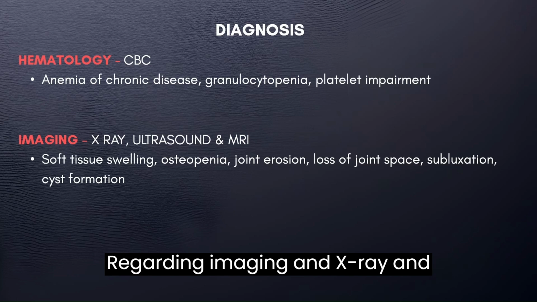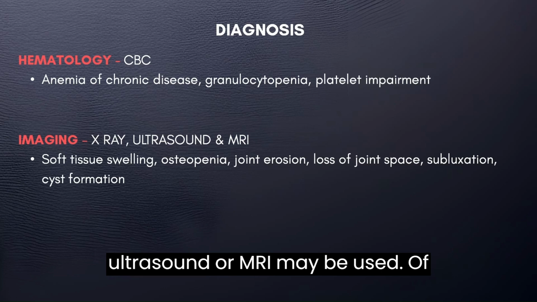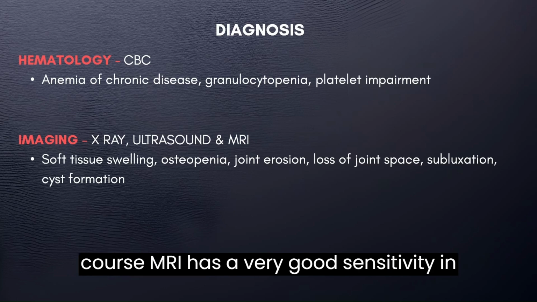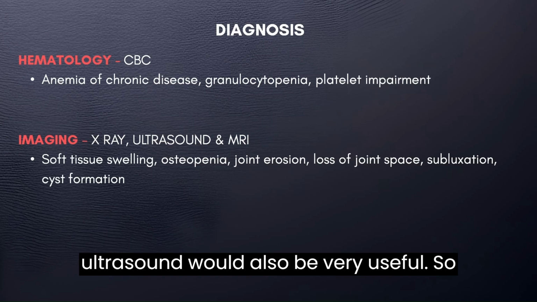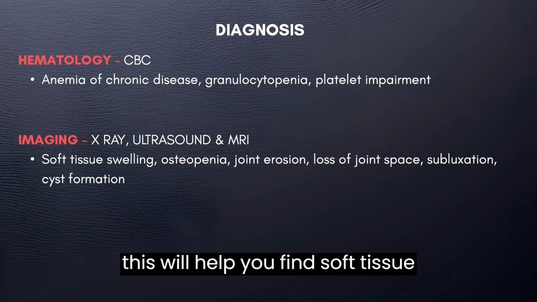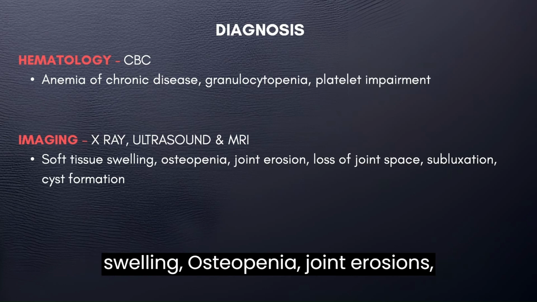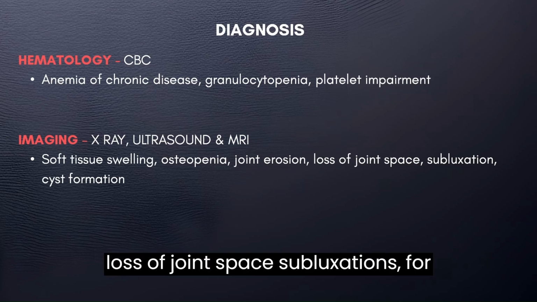Regarding imaging, an X-ray, an ultrasound, or MRI may be used. Of course, MRI has a very good sensitivity. In cases where there is cyst formation, an ultrasound would also be very useful. So this will help you find soft tissue swelling, osteopenia, joint erosions, loss of joint space, and subluxations, for example, in the atlantoaxial joint.